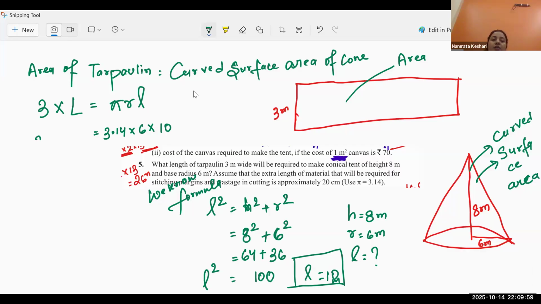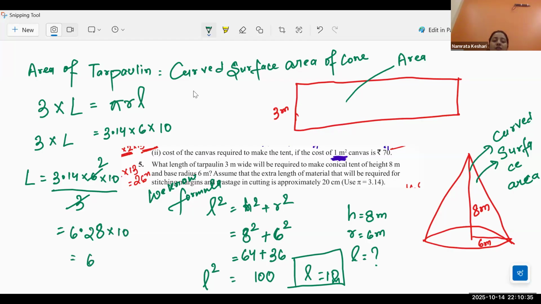Then we will do the calculation. Okay, 3 into L is there on the other side. So what are we trying to do? We are trying to find the length of the tarpaulin. From where? By using the condition that the complete sheet has been used to make the cone. And from here we will be getting the length. We will do the simplification like this: 3.14 into 6 into 10 over 3. We get the length of the tarpaulin: 3 twos are 6, 6.28 into 10. That means 62.8 meter. That is the length of the tarpaulin, right?